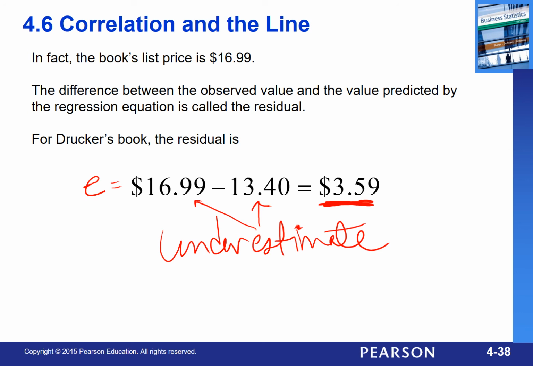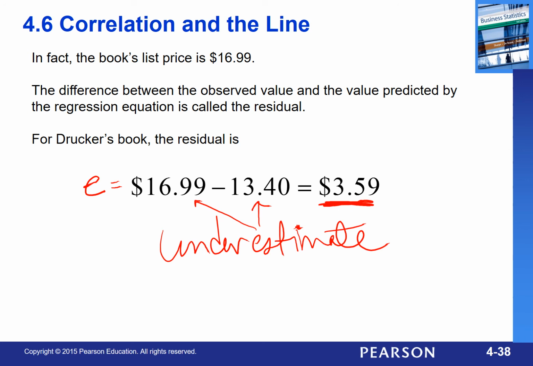So the actual list price for the book, when I looked it up, when I was looking up the weight of the book, was $16.99. So I can actually calculate the residual for this book specifically and see how good my line did for just one prediction. So my residual error, or e, is I take the $16.99 that the actual price is and subtract the predicted price of $13.40, and it's $3.59.